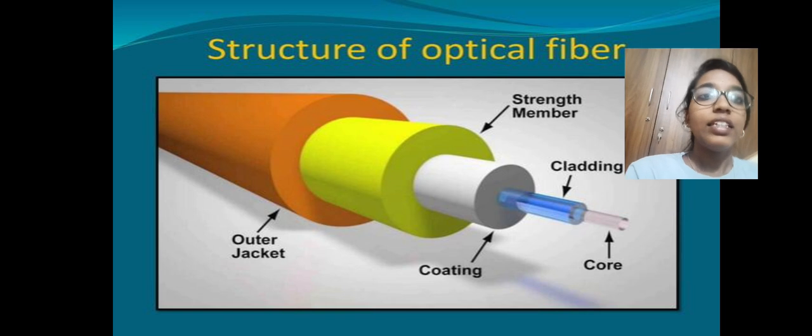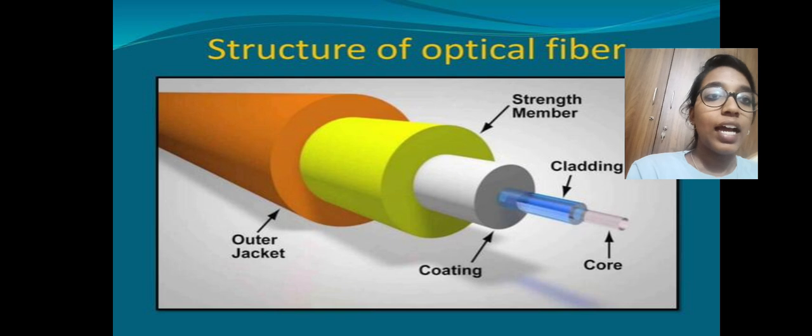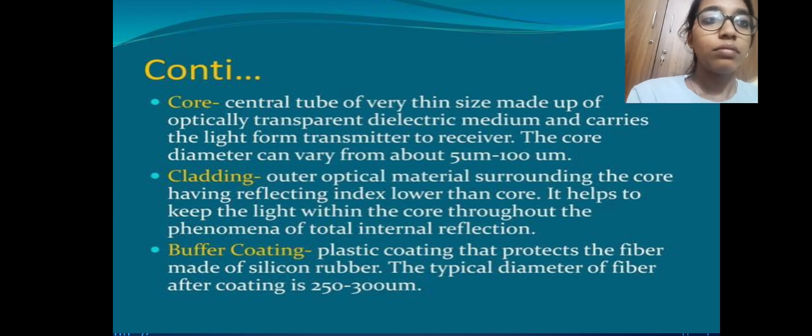We can see this is the structure of fiber. It consists of outer jacket, strength member, cladding, coating, core. Core: central tube of very thin size made up of optically transparent dielectric medium and carries the light from transmitter to receiver. The core diameter can vary from about 5 to 100 µm.